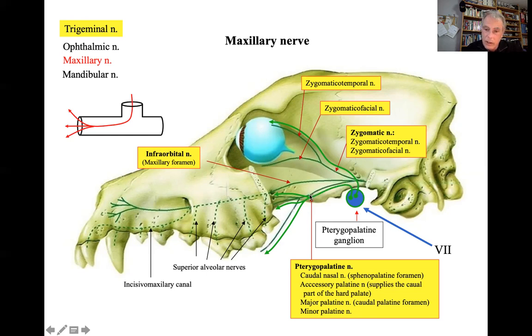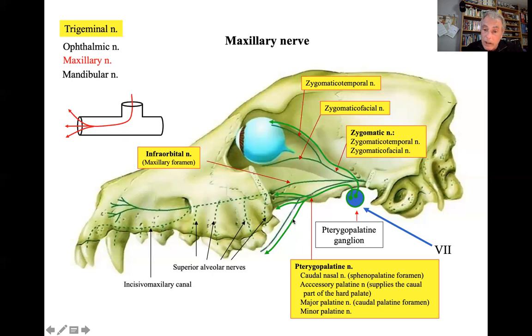This one is going rostrally and is going to branch into the caudal nasal nerve that runs through the sphenopalatine foramen into the nasal cavity. It's sensory for the nasal cavity. Another one is the major palatine nerve that enters the caudal palatine foramen and is going to be sensory for the mucosa of the hard palate. This one, as you will see later, branches off the accessory palatine nerves that go through the accessory palatine foramen for the mucosa that covers the horizontal portion of the palatine bone. And finally, the minor palatine nerve for the soft palate.